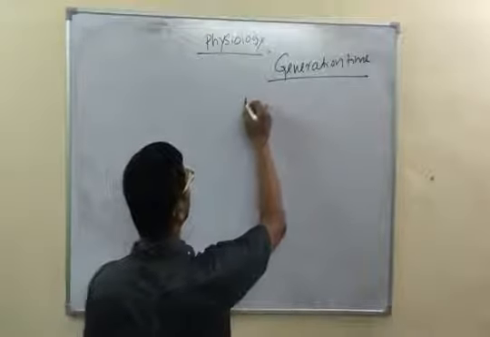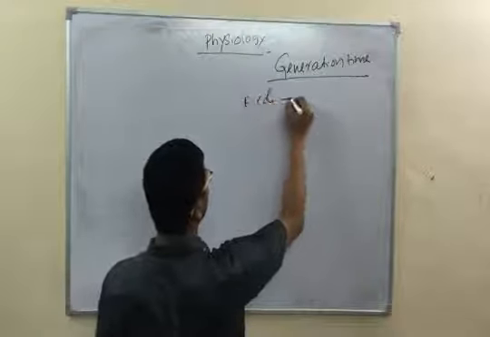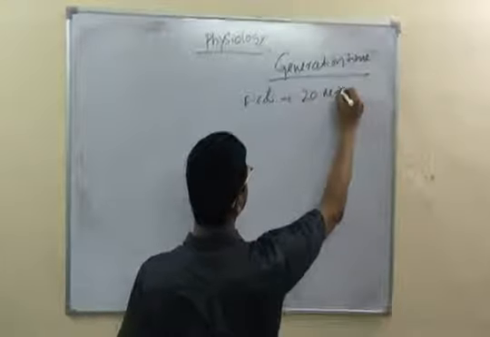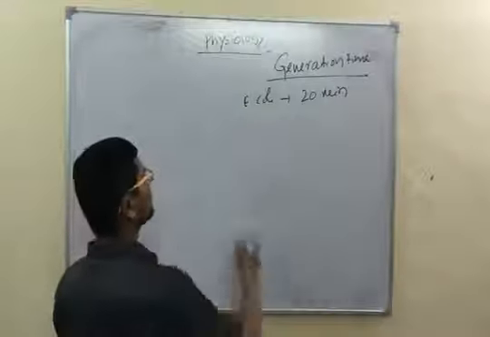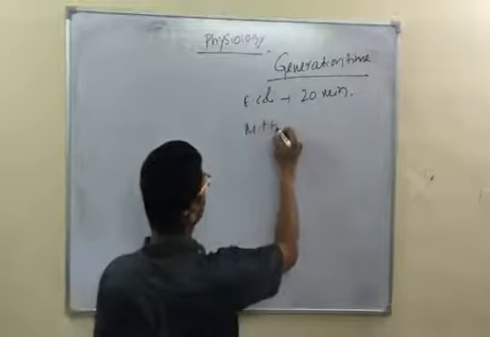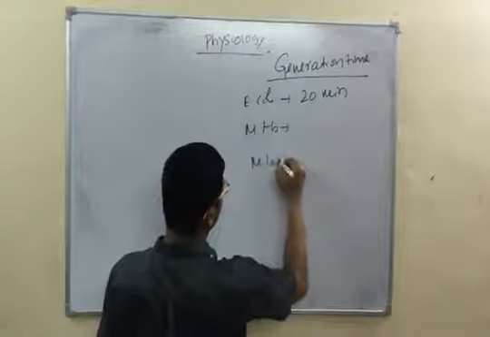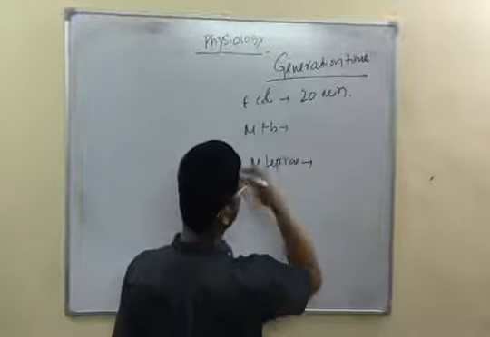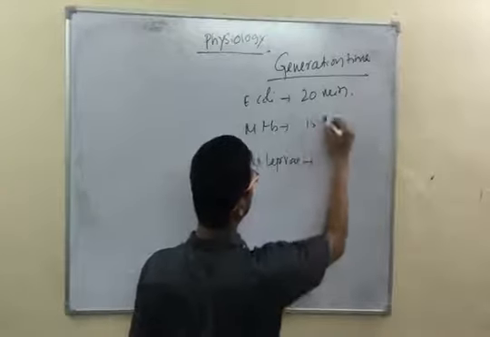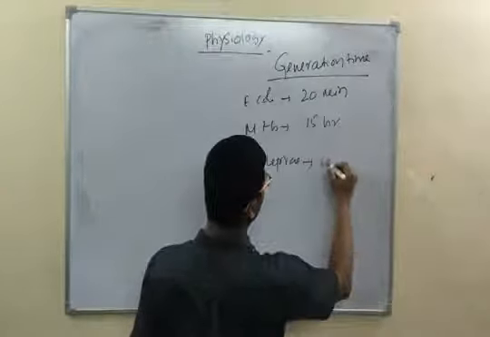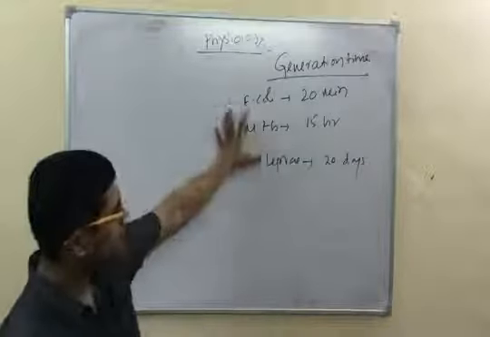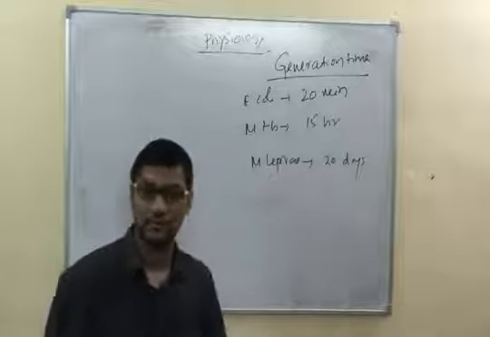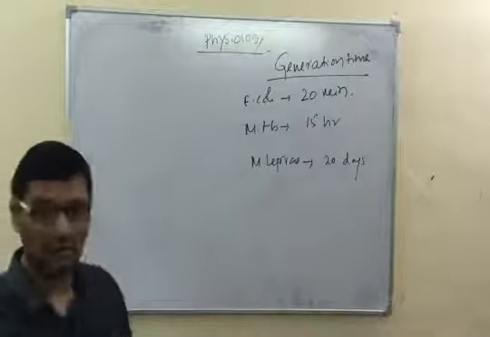The generation time of most bacteria is around 20 minutes. For E. coli and most of the other bacteria, the generation time is around 20 minutes. In contrast, for Mycobacterium tuberculosis and Mycobacterium leprae, the generation time is around 15 hours and around 15 to 20 days. So this is the difference. 20 minutes, 20 hours and 20 days, like that you can remember. The generation time of E. coli is the shortest.